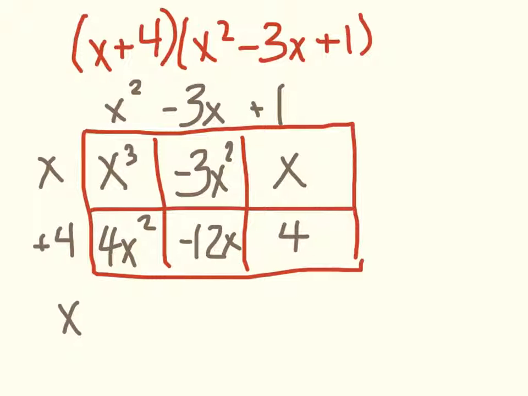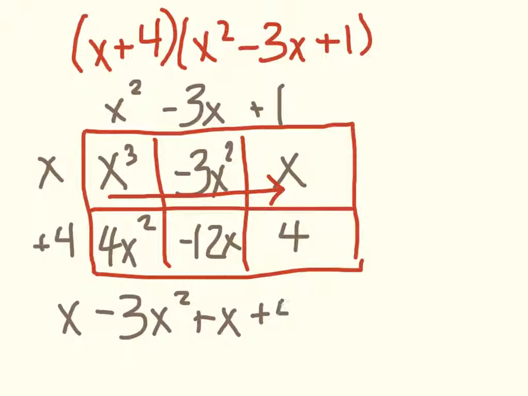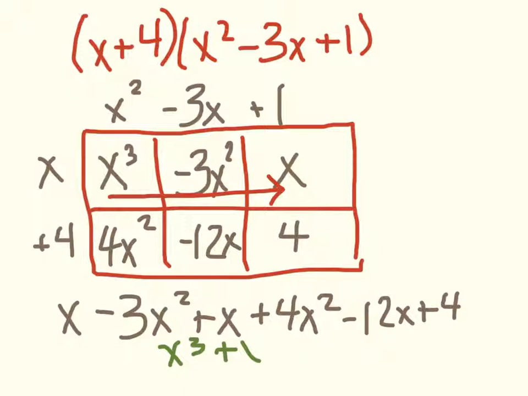So now we just start here and move that way. You can do it whichever way works best for you. But I have to bring all my terms down. And then when I combine my like terms, I'm going to come out with the very same answer that I did on the last slide. X to the third plus x squared minus 11x plus 4. So as you can see, there are two different ways to solve multiplying polynomials.